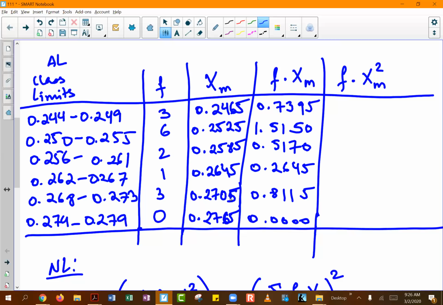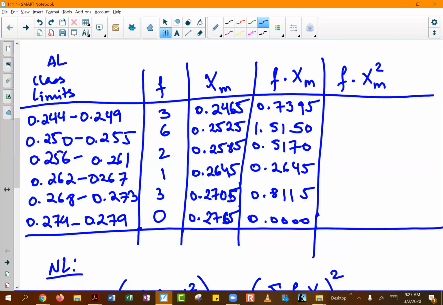For the last column, what's your process going to be for calculating those numbers? Go ahead. Square which value though? The mid value, the other one, the F times X? The one we just did. No. Are you talking about squaring the column we just completed? No. You do not square this column to get this answer. You square the midpoints and multiply by the frequency.